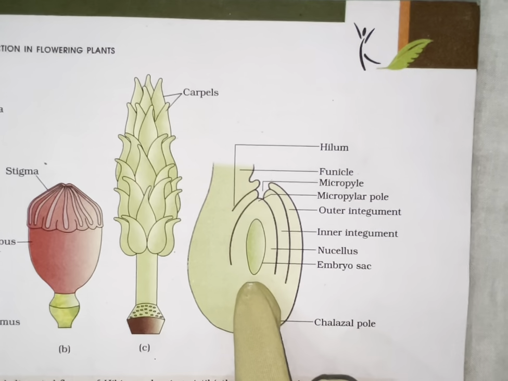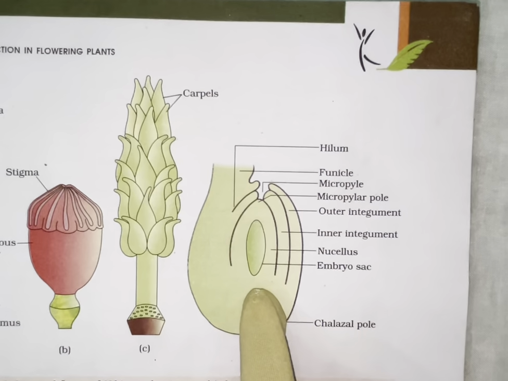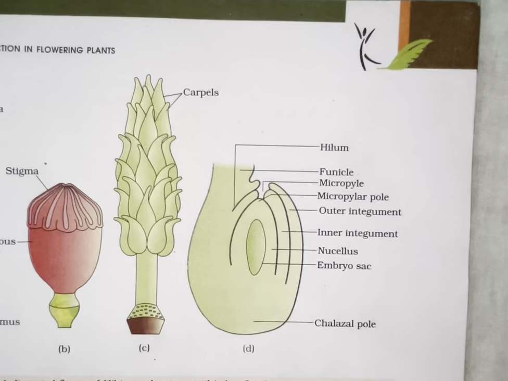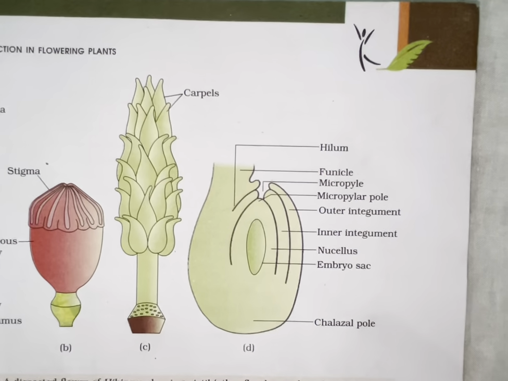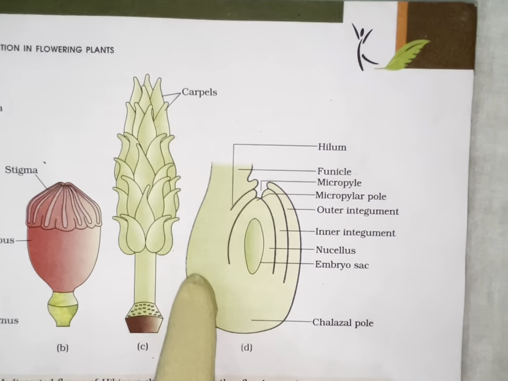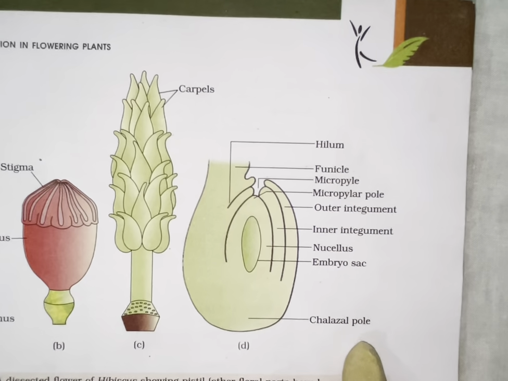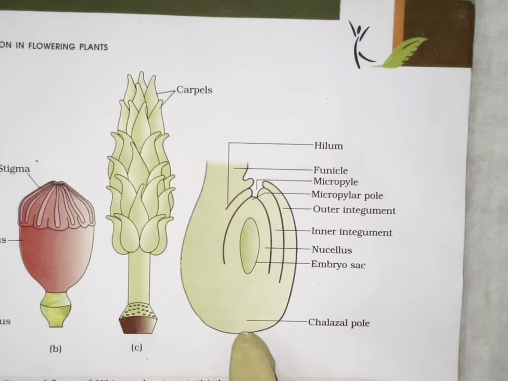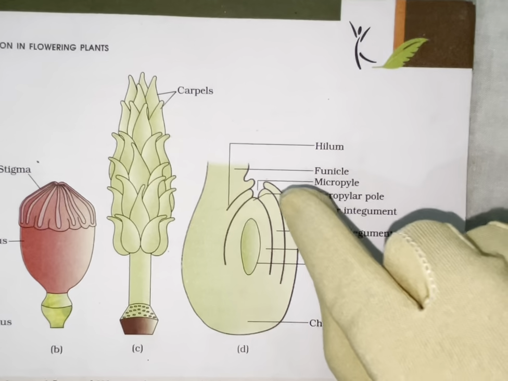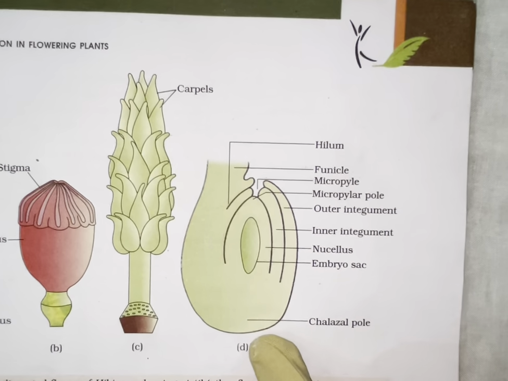This is embryo sac, which is known as female gametophyte. This is 7-cell and 8-nucleate structure. This lower swollen part is chalazal pole. This is the basal part of the ovule and you can see this lies opposite to the micropyle.